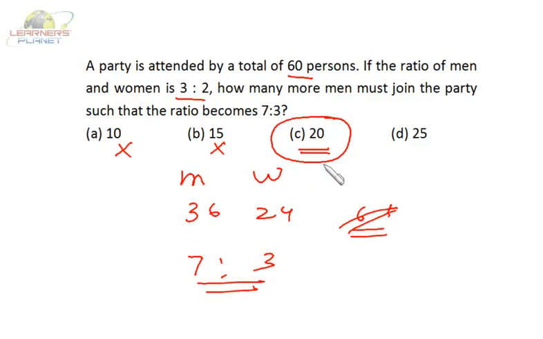Now 36 plus 20, that is 56. 56 men and 24 women. Now what's the ratio? It's 8 times 7 and 8 times 3. Okay, we are getting the ratio 7:3. Very simple. This working I have shown over here just for the sake of clarity. Otherwise, there is no requirement of paperwork. Okay, I hope you are clear.